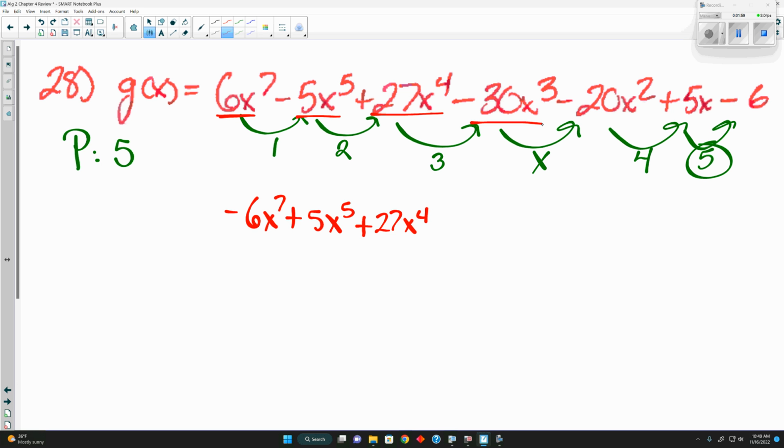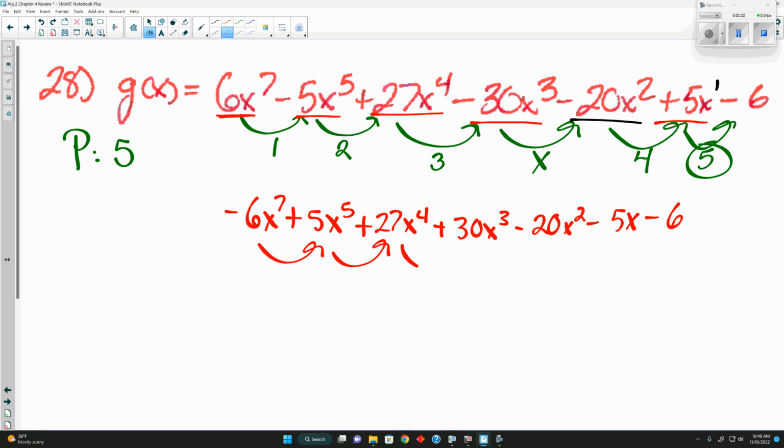The one after that is to the 3rd power. 3rd power is odd, so the sign would change from negative to positive. The one after that is squared, so it's even, so the sign would stay the same. Because x by itself is to the 1st power. 1st power is odd, so it would change. And the constant term doesn't have anything happen to it.